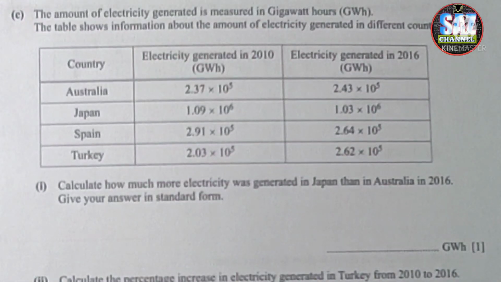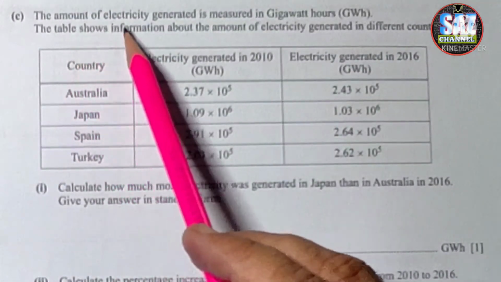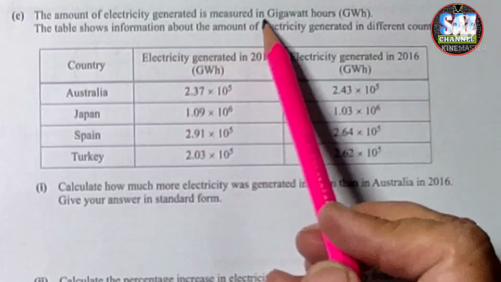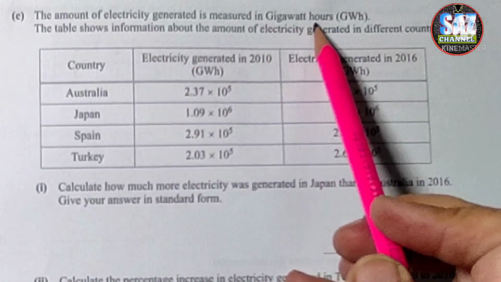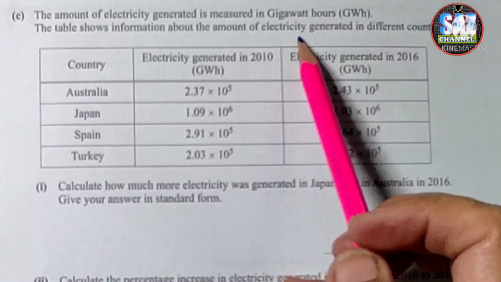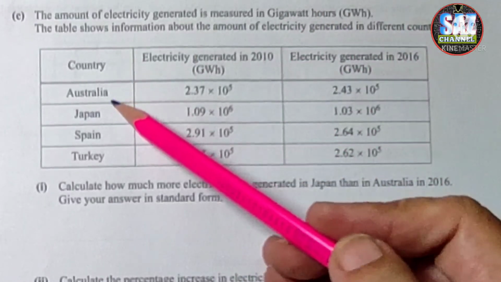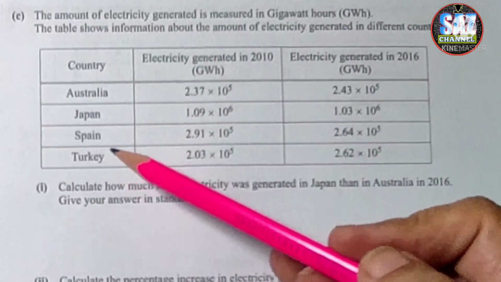Hope you are clear about B part, and let's think about C part. First read and understand the question. C part says the amount of electricity generated measured in gigawatt hours. The table below shows the information about the amount of electricity generated in different countries. The countries are Australia, Japan, Spain, and Turkey.